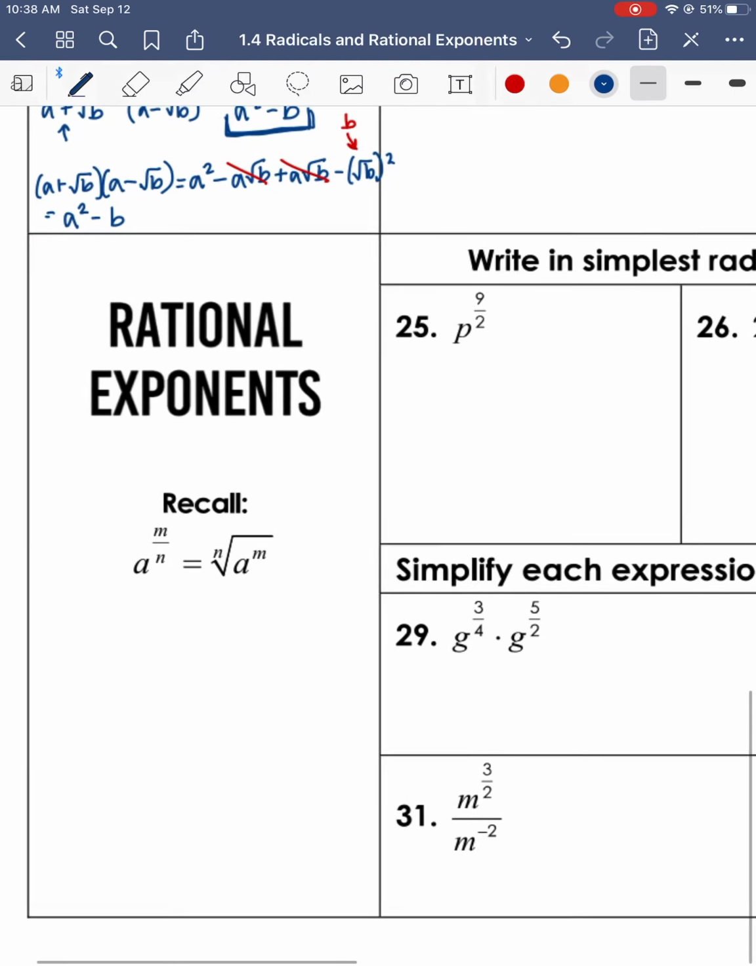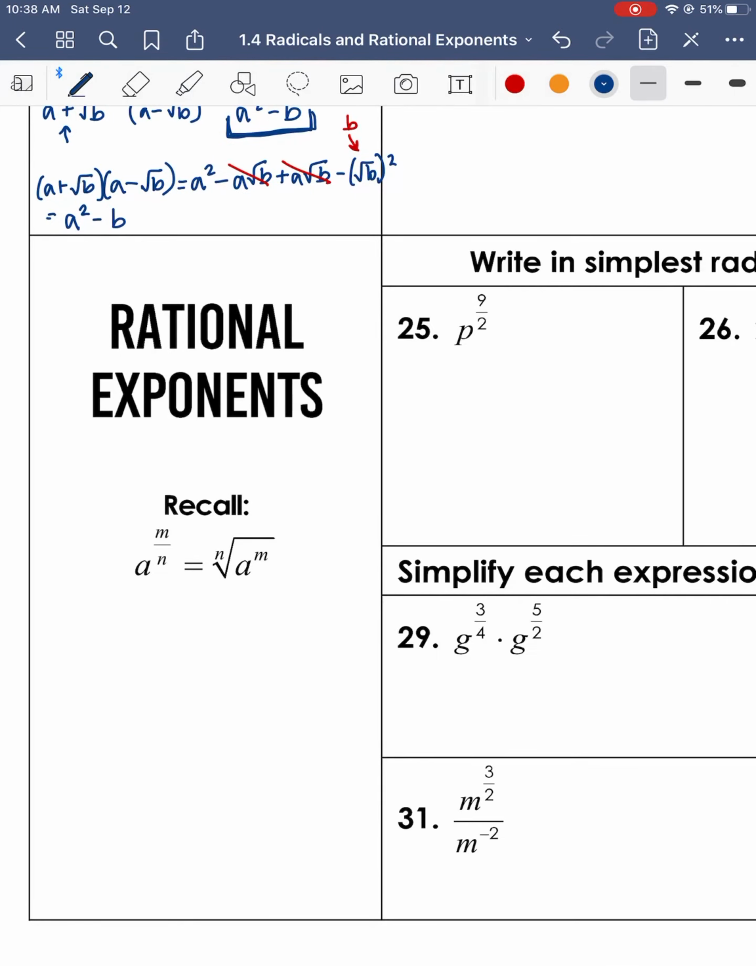Okay, let's look at rational exponents. Okay, when we talk about rational exponents, we're looking at fractions. Okay, so anytime we talk about rational anything, like rational functions or rational expressions, it's always going to be some kind of fraction form. Okay, so here we have a rational exponent, we have a fraction in the exponent here, and we're going to talk about what this looks like as a radical.